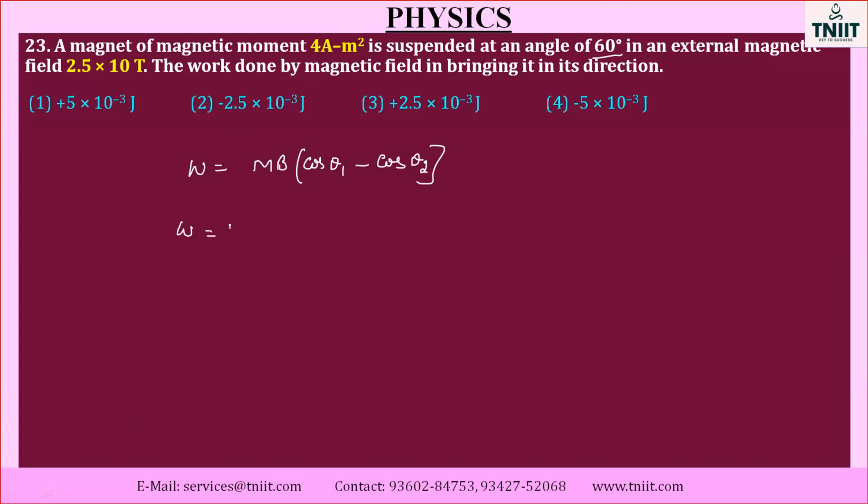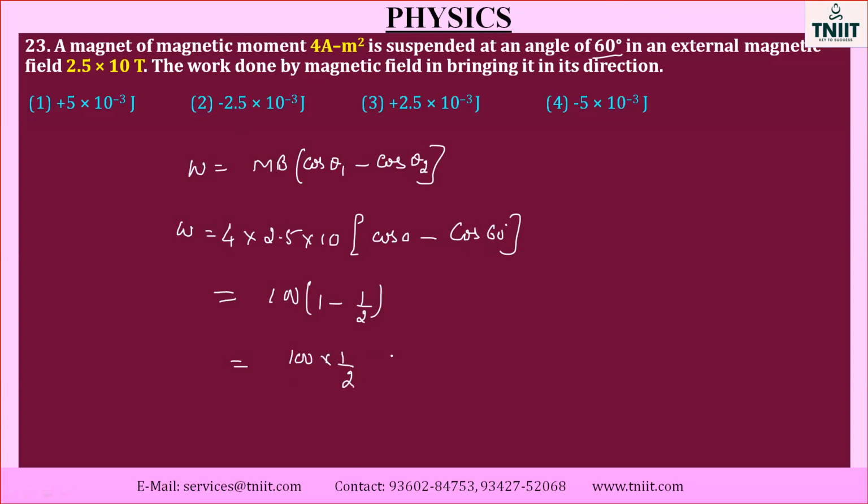Magnetic moment is 4. Magnetic field is 2.5 into 10. Theta 1 initially 0, minus cos 60. So 4 into 2.5 is 10. 10 into 10 will be 100. 1 minus 1 by 2 is nothing but 100 into 1 by 2. 100 into 1 by 2 is 50.